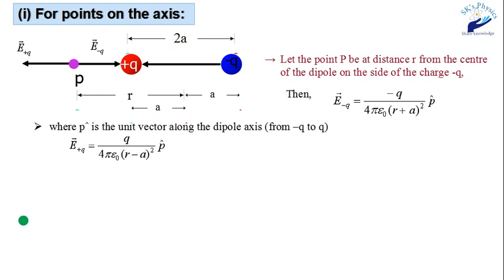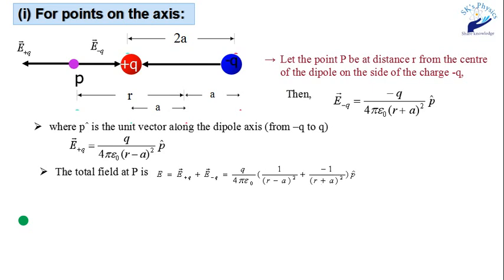Now the total electric field at P is the sum of the electric fields. So we can write E is equal to E minus q plus E plus q, that is q upon 4 pi epsilon 0 into 1 upon (r minus a) square minus 1 upon (r plus a) square into p cap.